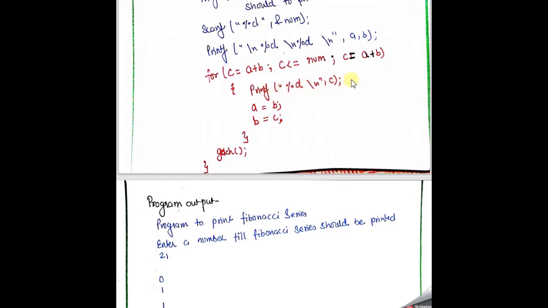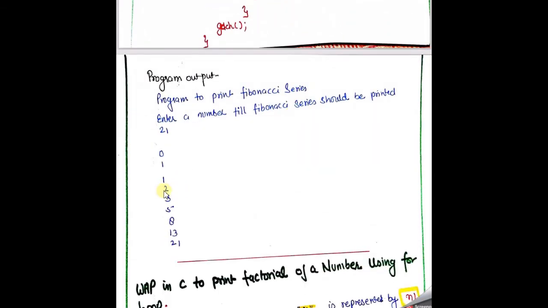So what value is printed here? 2. So now you can see here 2 is printed. Again we need to swap A and B by B and C, that means into the A the value is 1, into the B the value is 2, and now C is equal to what? 1 plus 2, that means C is equal to 3, and 3 is less than 21. Yes, if C is less than 21, then print that value. Then C is printed here, and again now 2 and 3.